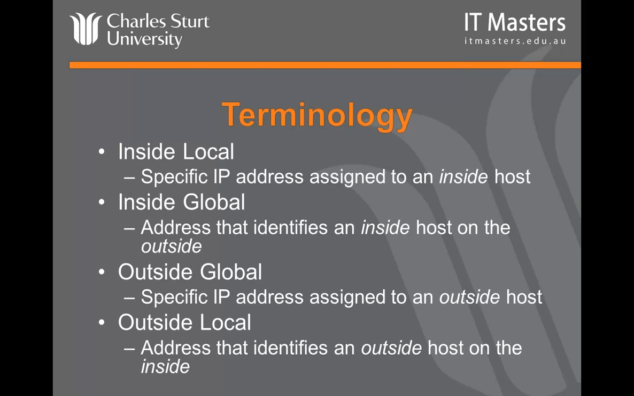So as an example, the inside local address originates from somewhere under our control, and this is what the address looks like locally on our network before we do any NAT to it. But the same address after you've applied a NAT to it is called an inside global. Again, it originates inside our network, but we're looking at it from an outside perspective.